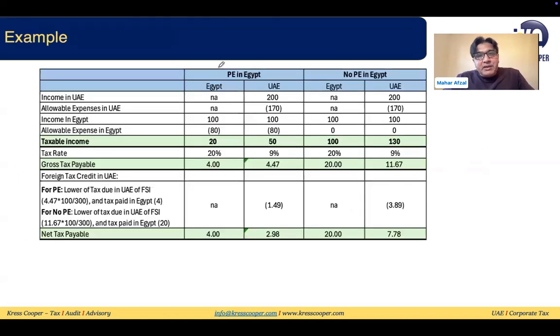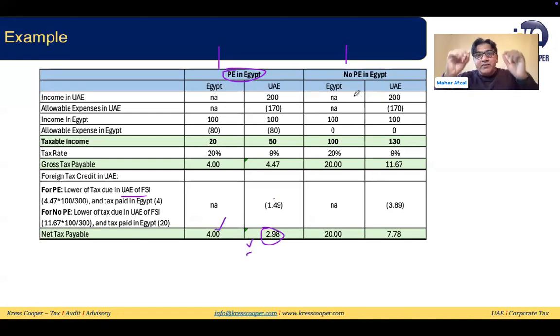This is a similar example. This is a PE in Egypt, and this is no PE in Egypt. If this is a PE in Egypt, the treatment will be the same as I discussed earlier. So total income will be included, the UAE income and foreign source income. How can you claim the credit on the foreign source income? It will be the lower of the tax due in the UAE, 4.47, then 100 divided by 300, which comes to 1.49, 2.98. This is the tax in Egypt, this is the tax in the UAE.